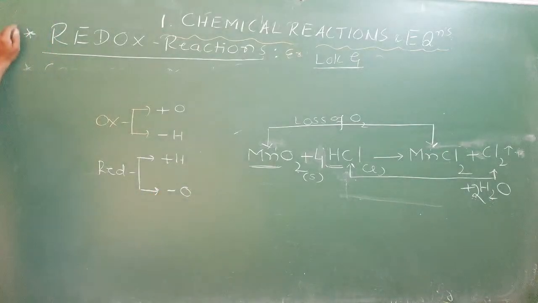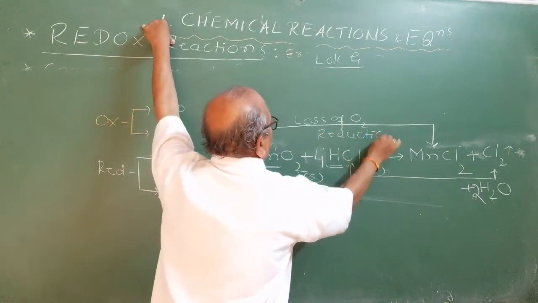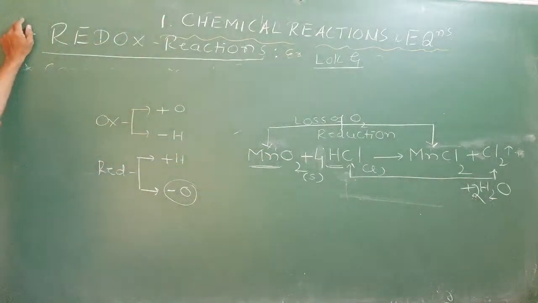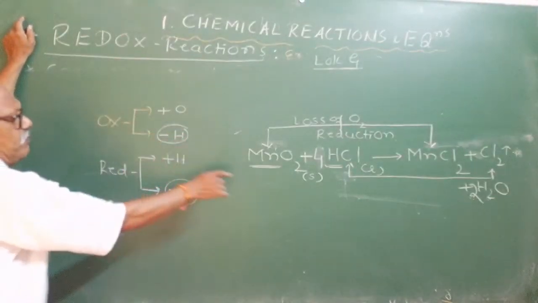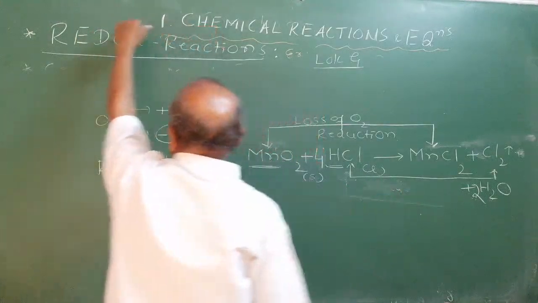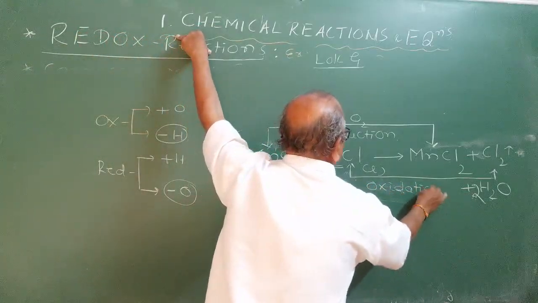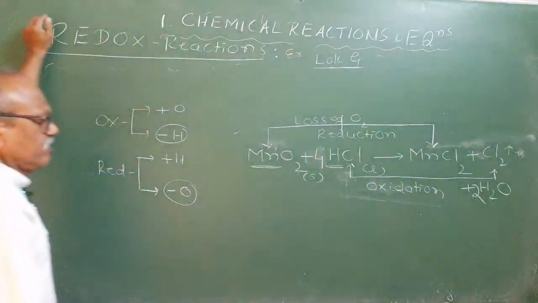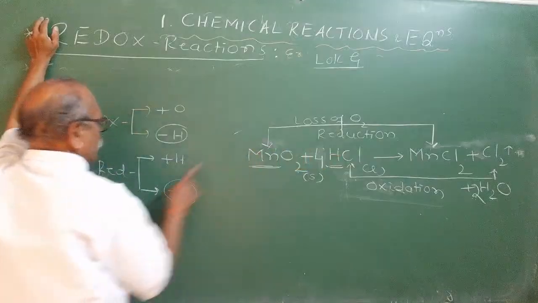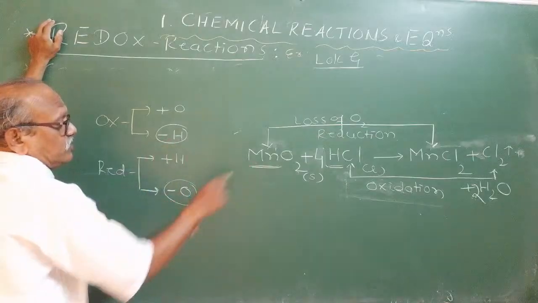Which is oxidized, which is reduced now? Removal of oxygen is taking place in MnO2, therefore you can call it reduction. Loss of oxygen. And removal of hydrogen is taking place in HCl, therefore you can call it oxidation. Removal of hydrogen is called oxidation. Minus hydrogen, 1 hydrogen is lost there. Here oxygen is removed. Removal of oxygen is called reduction and removal of hydrogen is called oxidation.